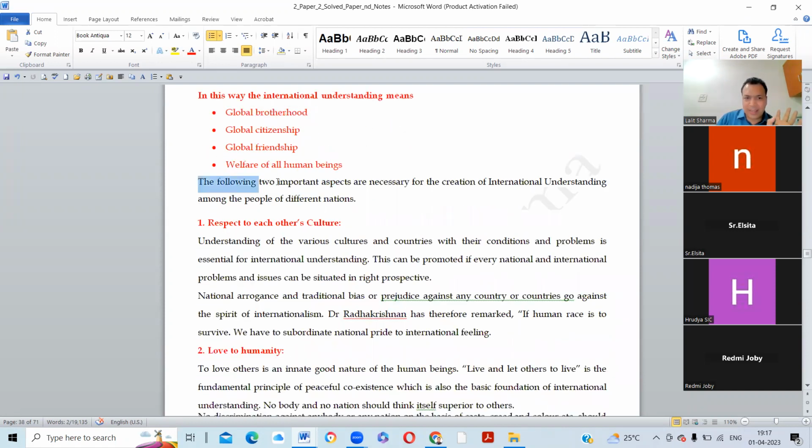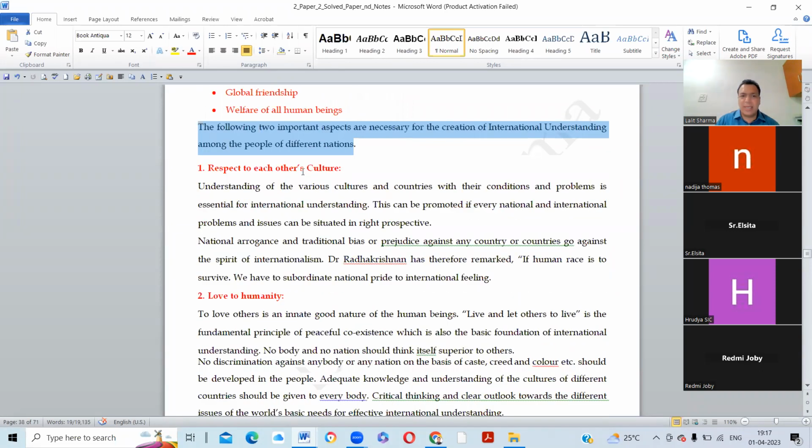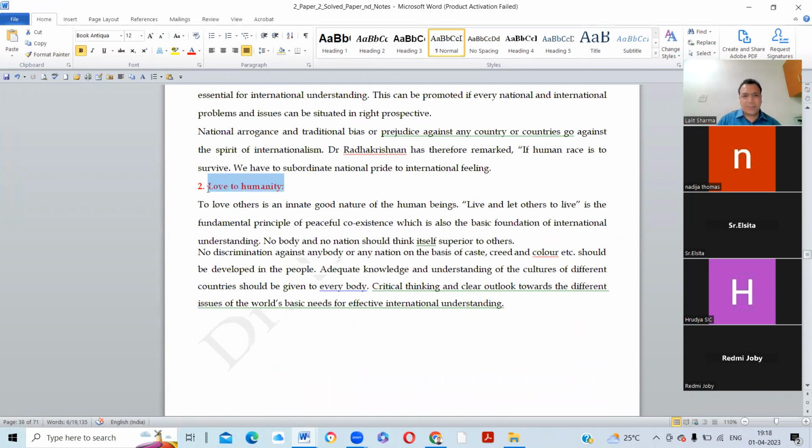And this is important: the following 2 points are necessary for the creation of international understanding. I have explained 2 points, which ones? Respect to each other's culture, meaning we should respect the other culture. We should respect Eid also, we should respect Diwali also, we should respect Christmas also, right? So we are talking about global brotherhood and love for humanity, right guys?